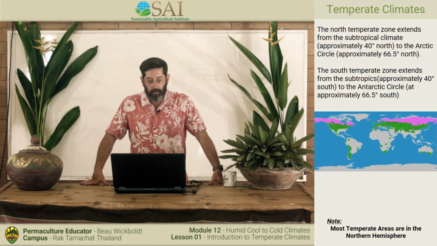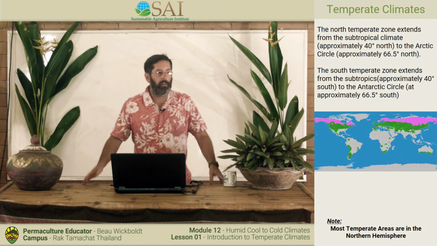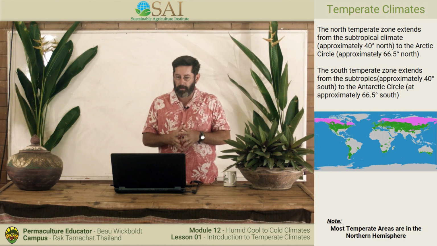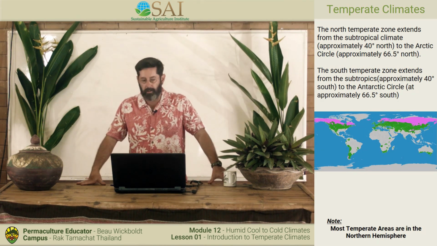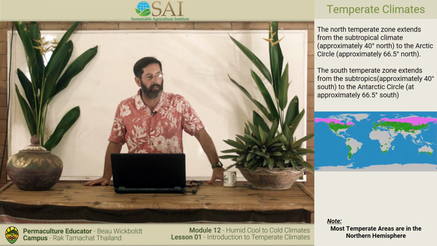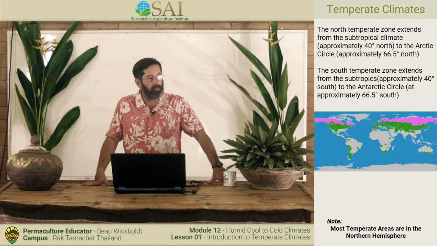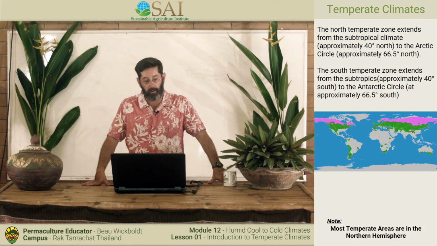Today we're going to be looking at temperate strategies, and we'll be going over that. So let's look again, just a rehash, where is a temperate climate? It's in the northern zone, which extends to the subtropical climates, approximately 40 degrees north to the Arctic Circle at 65 degrees. The south temperate zone also extends into the subtropics and the Arctic circles.